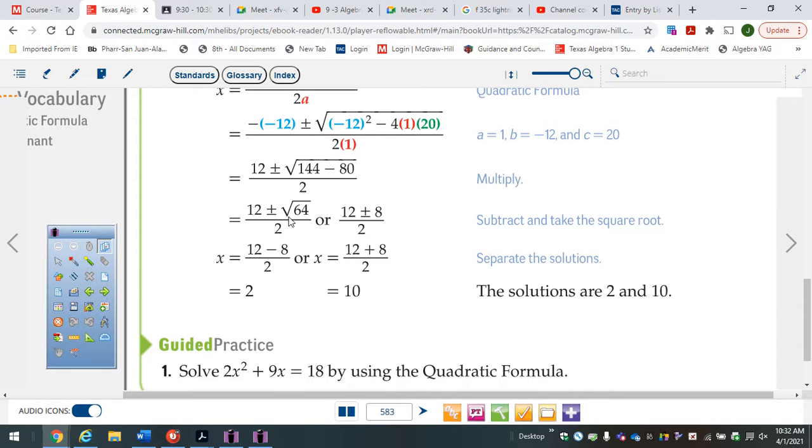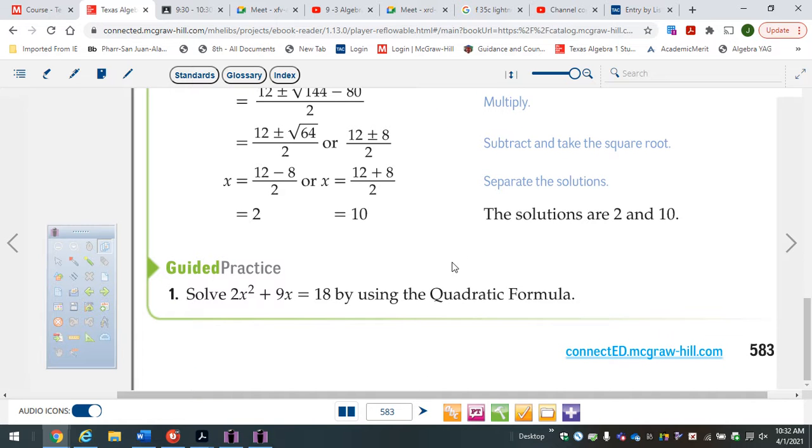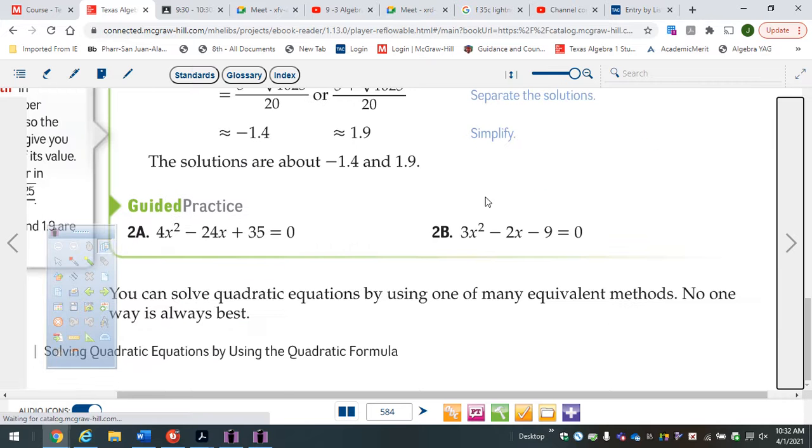That now cleans up as an 8 down here. So we have 12 minus 8 over 2, and 12 plus 8 over 2. Solving this one becomes 2, and this one becomes 10. That's it. It's pretty easy, not too bad. I'm using my calculator to do the work. I believe I did this one yesterday. Let me jump to another one.